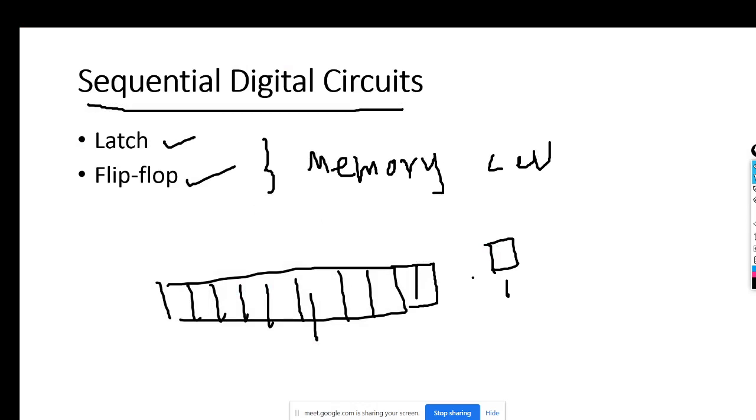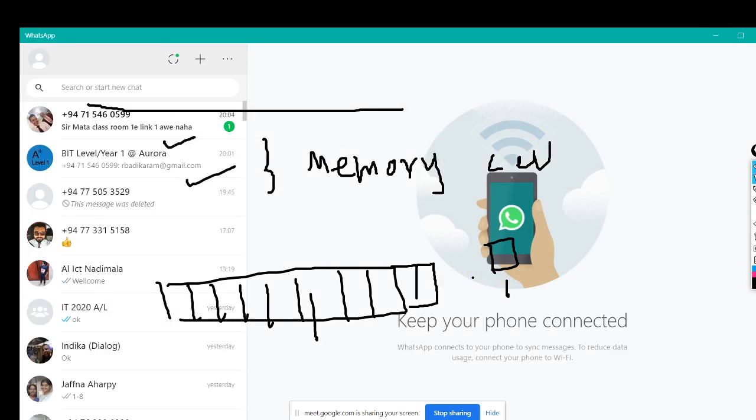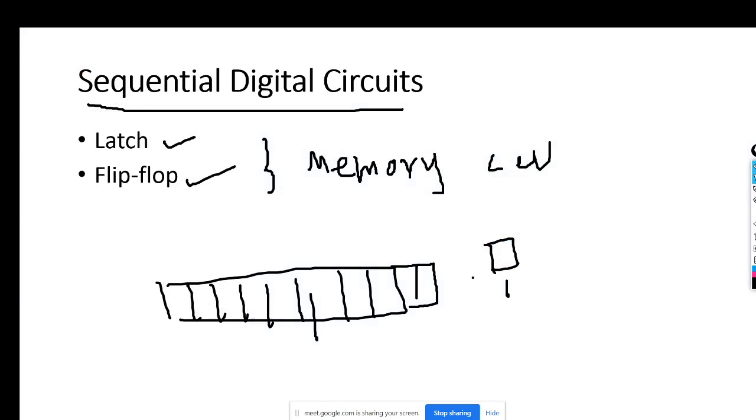Now let's try to understand how the memory cell works. I hope you can hear me. If you can't hear me, just let me know. So I hope you can hear me properly.